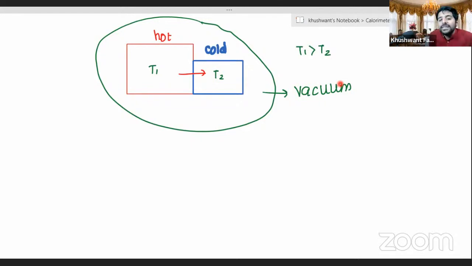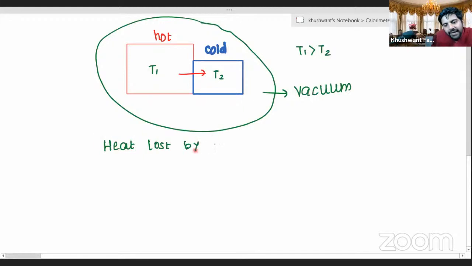Suppose I want to ask you all, can you calculate what is the amount of heat that is lost by the hot body? You will say, sir, definitely if the hot body is losing all its heat to the cold body, so ultimately the heat lost by hot body is equal to the heat gained by the cold body. I will repeat my words.